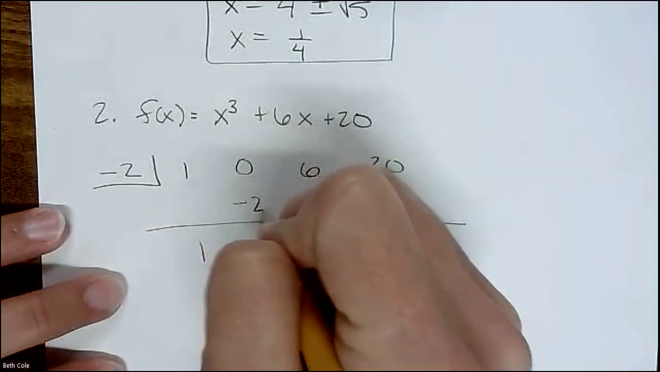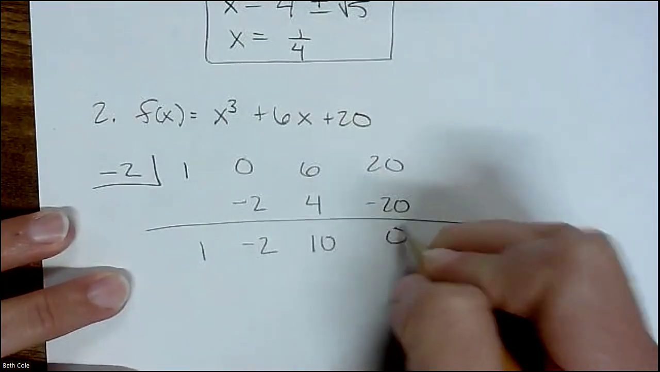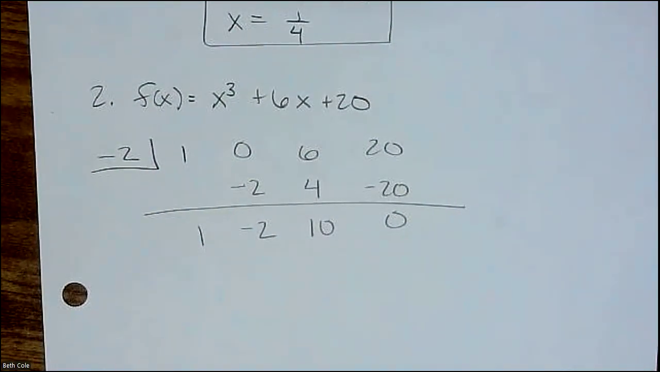I want you guys to go ahead and work it out. Your remainder should be what? 0. If it's not, you had a mistake. You done good. I got 1, -2, and 10. Okay. I got 1. Good job.